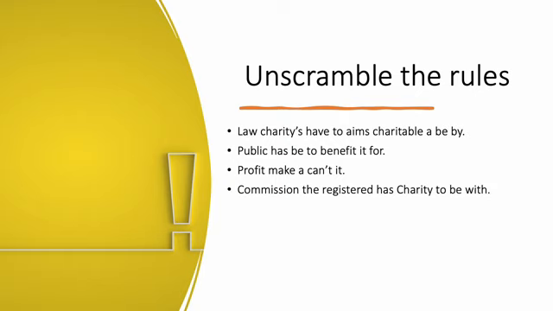Here are the rules to unscramble. You might wish to pause the video now, tutors, so that your tutees can have a go at unscrambling these sentences in their books in the table. Law charities have two aims charitable a be by. Public has be to benefit it for. Profit make a can't it. Commission the registered has charity to be with. So pause now, have a go unscrambling, and then I'll show you the answers.